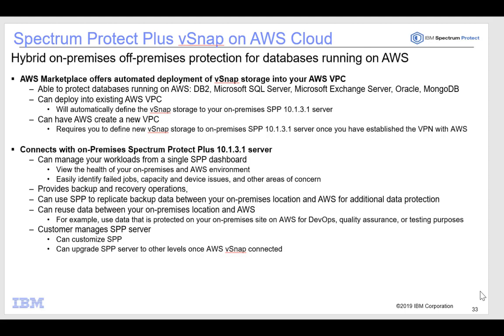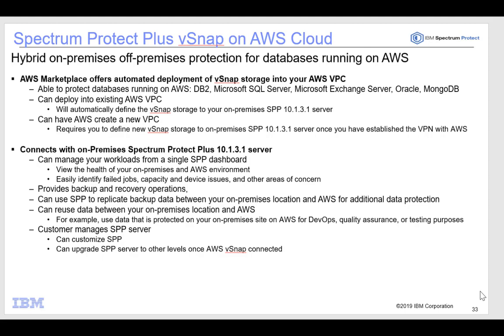By having a Spectrum Protect Plus vSnap on the AWS cloud, Spectrum Protect Plus can protect the databases running on AWS, including DB2, Microsoft SQL Server, Microsoft Exchange Server, Oracle, and MongoDB. In this demo, I'm going to show you how you can purchase AWS storage to be used as a vSnap for an on-premise Spectrum Protect Plus version 10.1.3.1 server. So I'll be walking you through the Amazon Marketplace and how to provision this vSnap storage and how it gets added into Spectrum Protect Plus.